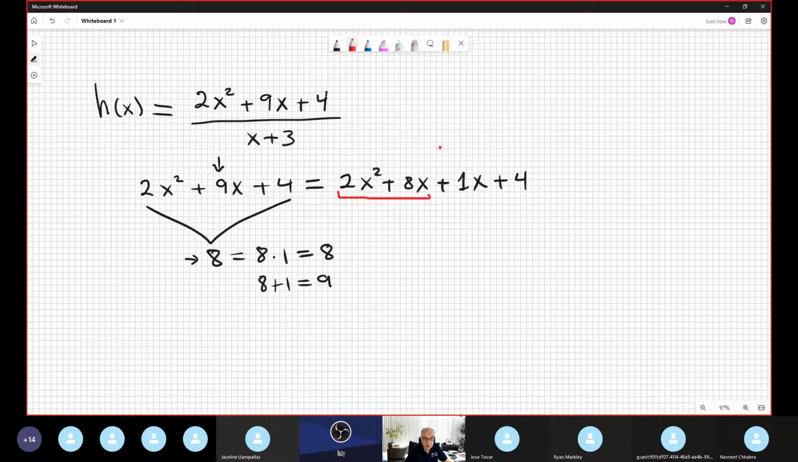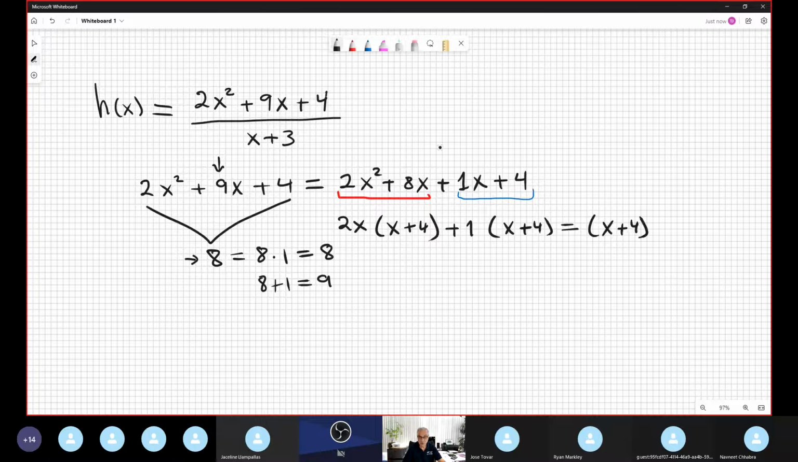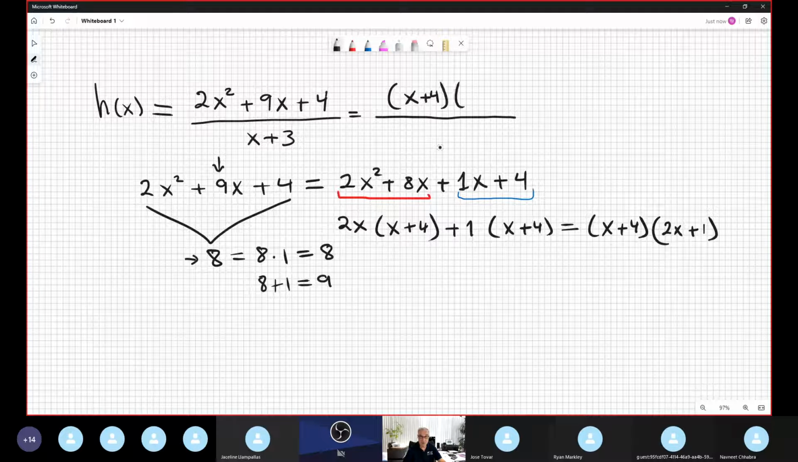Now you factor by grouping: this and this, and that and that. The GCF in the first couple is 2x, leaving x plus 4. And the GCF of the second couple is just 1. Now I can see x plus 4 is a common factor. I factor it out and stay inside the last parenthesis with 2x plus 1. Okay, so my expression in factor form is x plus 4 times 2x plus 1, divided by x plus 3.